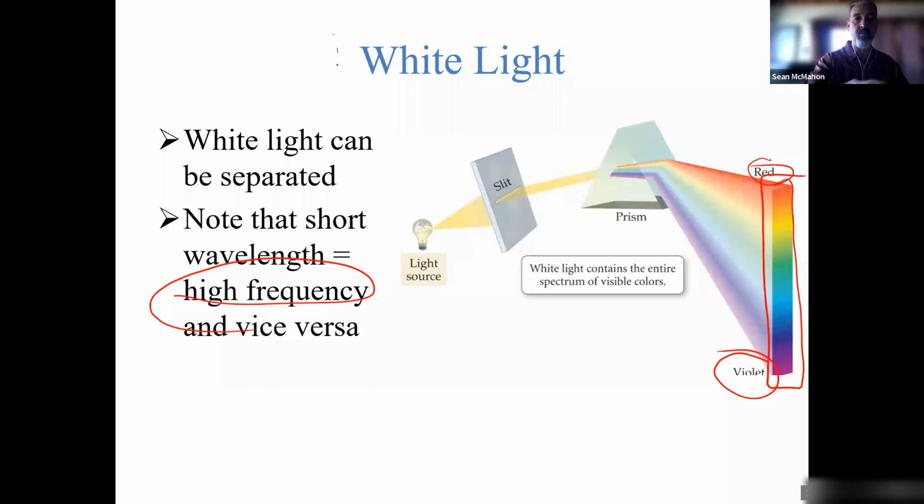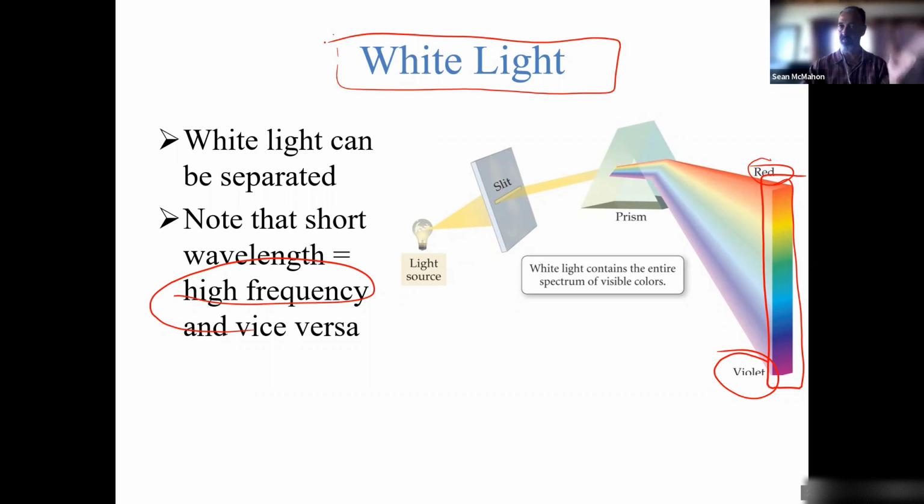But with white light, visible light is really what we should be saying, we get a spectrum of individual colors when we bend it. And we see this every day with a rainbow, right? So when there's a lot of moisture in the air and the sun comes out, that moisture is bending the light of the sun into rainbows.